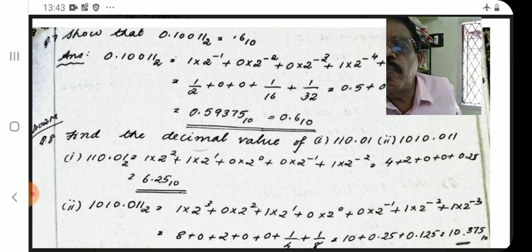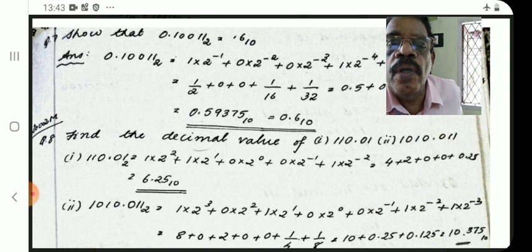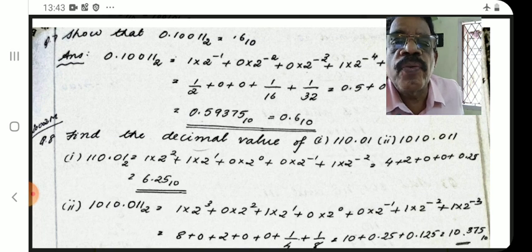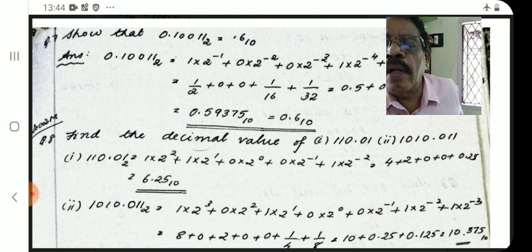1 × 2^2 plus 1 × 2^1 plus 0 × 2^0 plus 0 × 2^-1 plus 1 × 2^-2 is equal to 4 plus 2 plus 0 plus 0 plus 0.25. The last one is 0.25, which is 1/2^2, 1/4. The answer is 6.25 to the base 10.